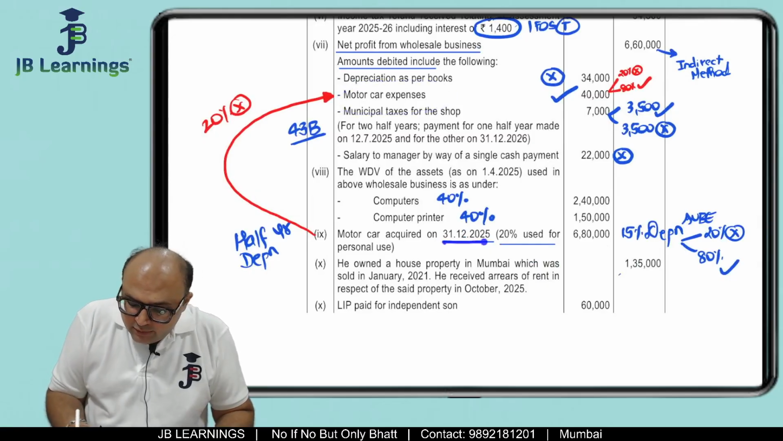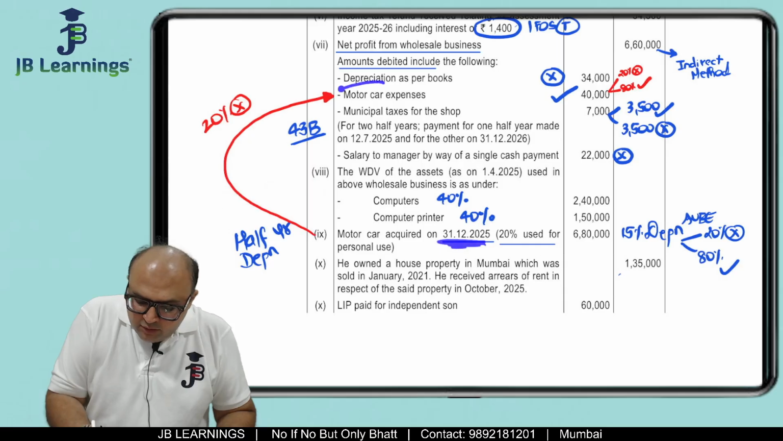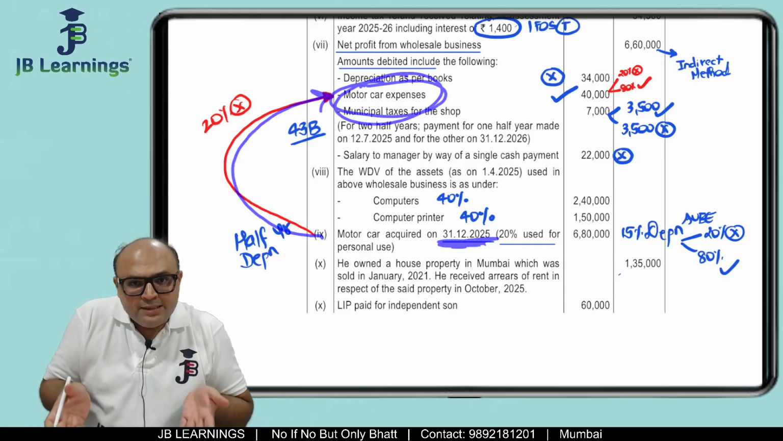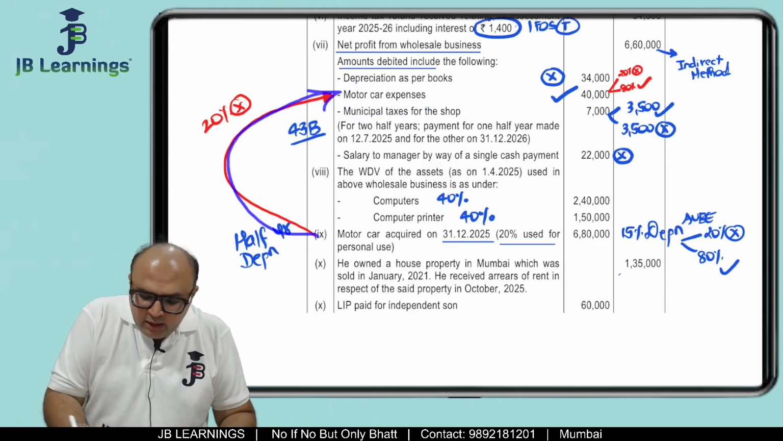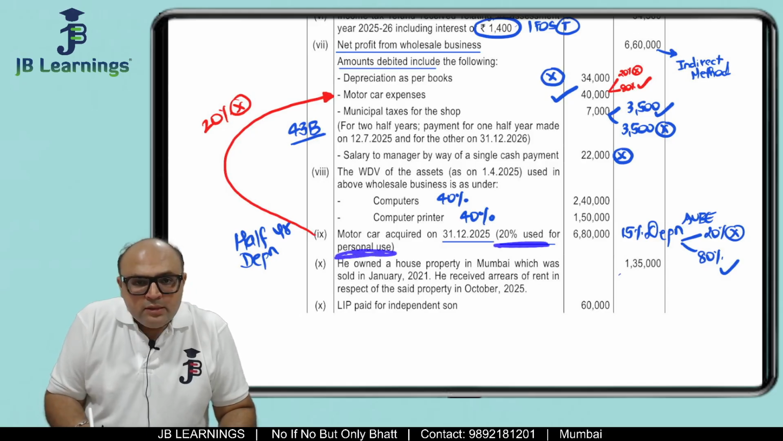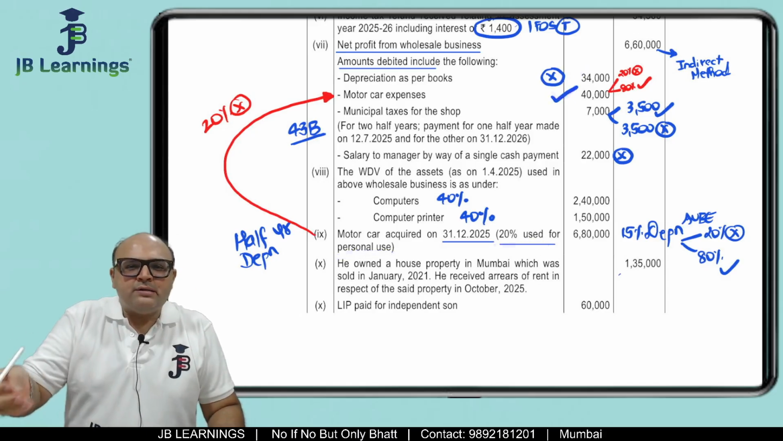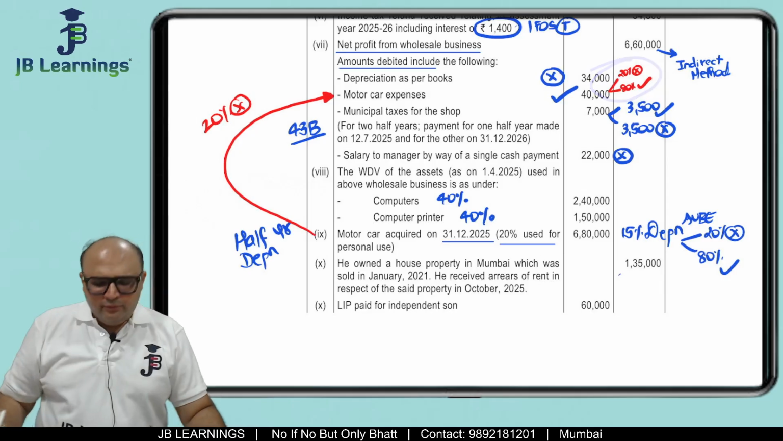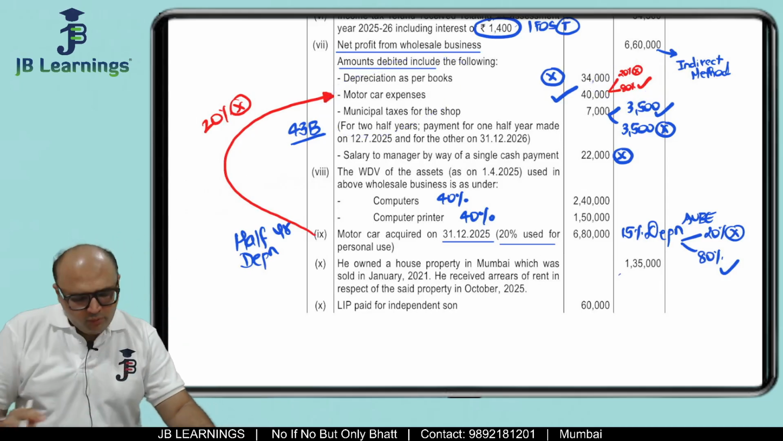If the motor car was acquired in this year, then this motor car expense has to be related to this motor car only, because this is a new asset. So motor car expense would be related to this only, correct? So if the motor car is 20% used for personal purpose, the expenses like petrol, diesel, CNG, whatever, repairing, maintenance, would also be personal, right? This is very important.